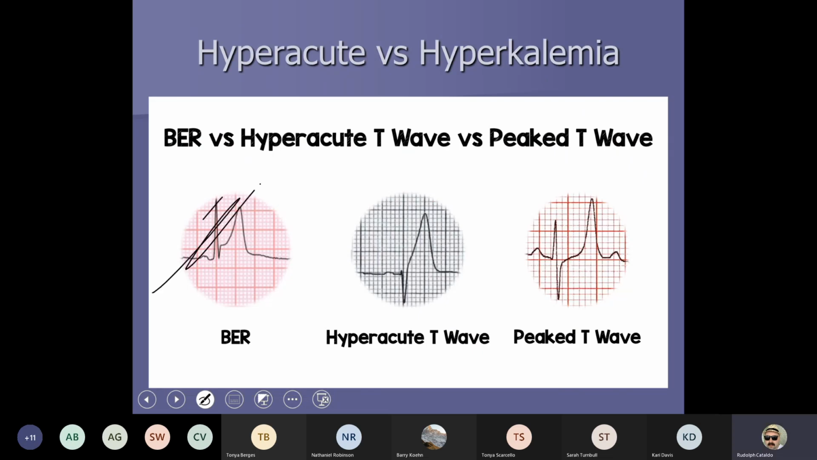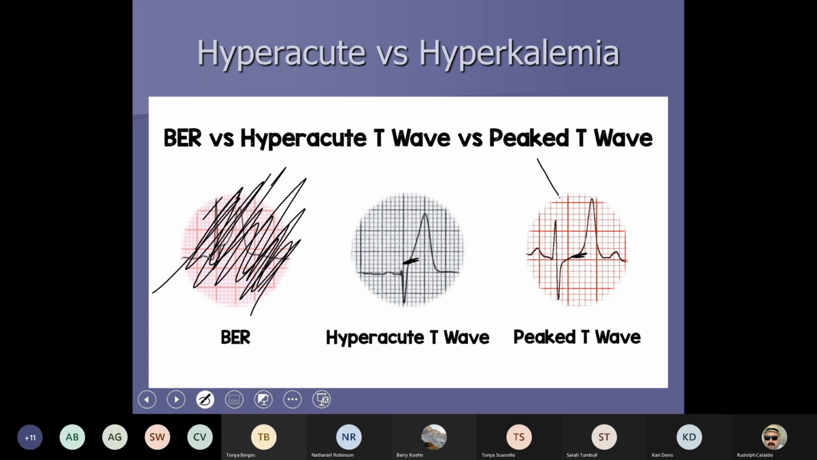Hyperacute T wave, remember? STEMI, because my J point, I have elevation. Peaked T wave, there's my J point. Am I elevated? Is that guy right there elevated or no? No. That's my difference. This one over here is more rounded at the top. This one here is more pointy at the top.